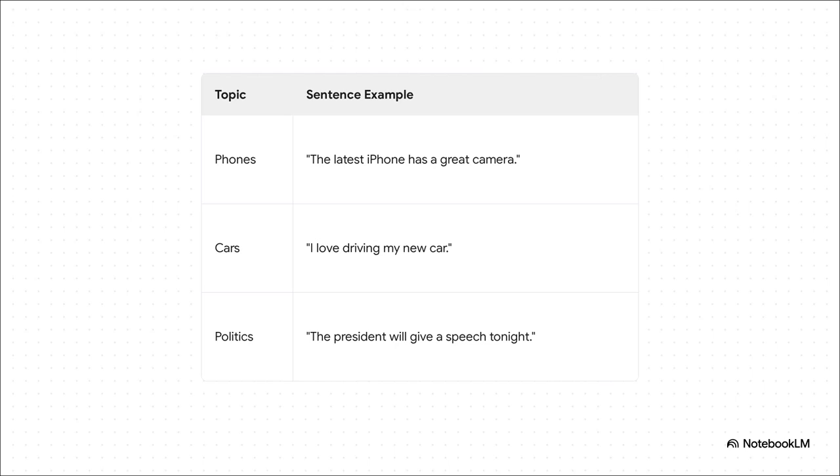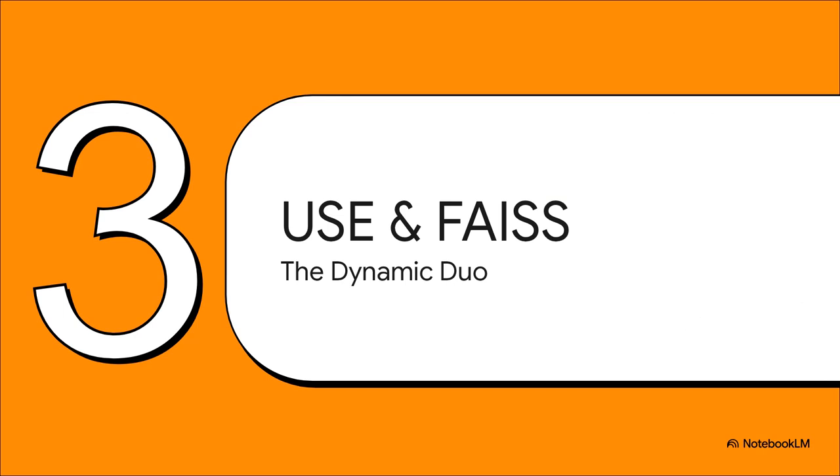So if you look here, the fingerprint for "the latest iPhone has a great camera" is going to be mathematically close to other sentences about phones and tech. But it's going to be really far away from the fingerprint for a sentence about cars or politics. The machine can literally measure the distance between ideas. It's wild.